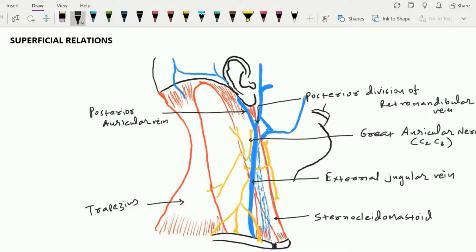One more content in the superficial relation of the sternocleidomastoid muscle is this nerve, the transverse cervical cutaneous nerve. The root value of this transverse cervical cutaneous nerve is also C2 and C3. So here are most of the superficial relations of the sternocleidomastoid muscle.